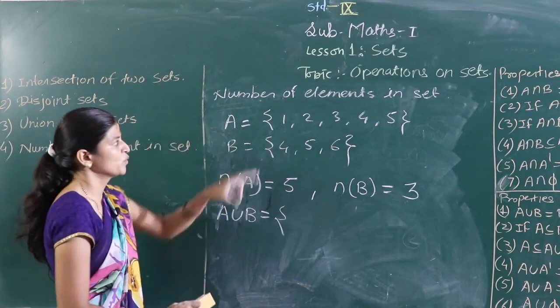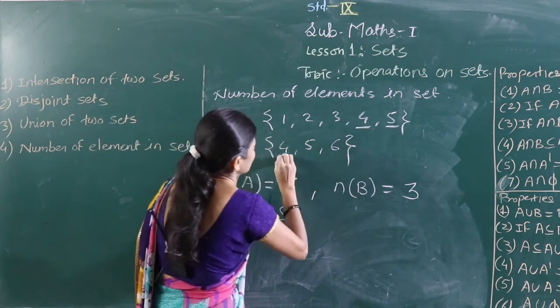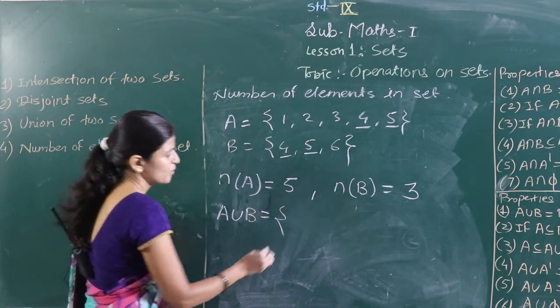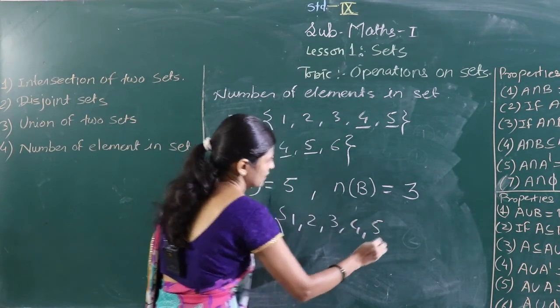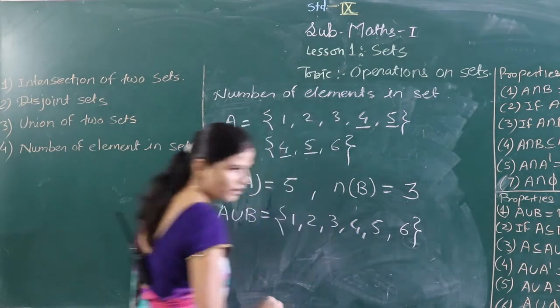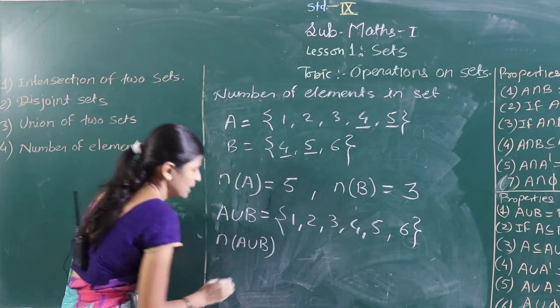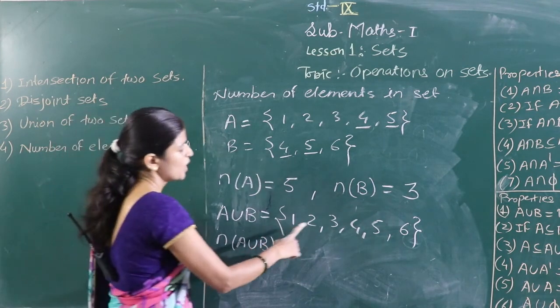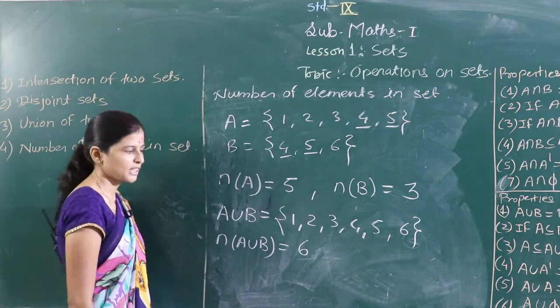Now we find A union B. First we find A union B, means combination of both the sets. What is common in these sets? Only 4, 5 is common. So A union B is 1, 2, 3, 4, 5, 6. This is A union B. So n of A union B, means the number of elements present in set A union B, is 1, 2, 3, 4, 5, 6. 6 elements are there. That's why we write down here 6.